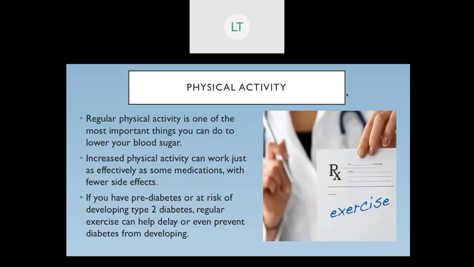The first thing is, of course, physical activity. Regular physical activity is one of the most important things that you can do, especially in terms of lowering your blood sugar. We like to almost think of it as another medication because it can affect your blood sugar so much. Increased physical activity can actually work just as effectively as some other medications in keeping your blood sugars low. And if you have prediabetes or you're at risk of developing type 2 diabetes, regular exercise can actually help delay or even prevent you from developing diabetes.